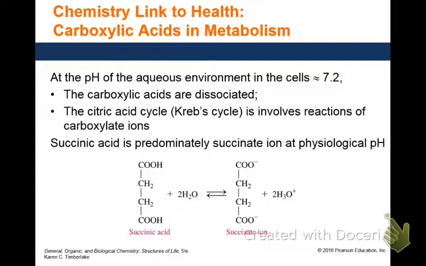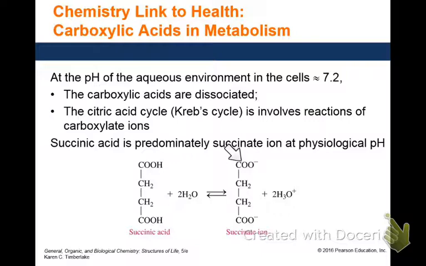Remember, carboxylic acids are acids, right? So when you put them into something, they make the pH low, so they make things acidic. But in your body, you have buffers like carbonate buffers and a bunch of things that regulate the pH relatively high. So what ends up happening to carboxylic acids in your body is they tend to dissociate, and most of the time they're in this carboxylate ion form.